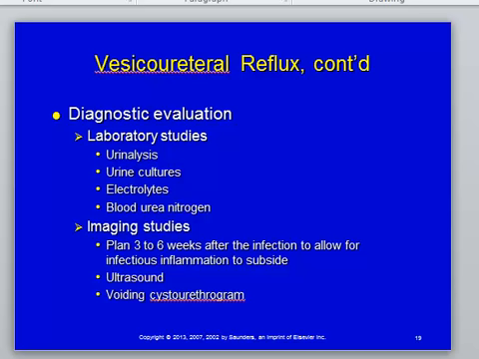Here's some diagnostic tests that they'll do. They'll do a urinalysis and a urine culture, electrolytes, BUN, creatinine, imaging studies. Usually plan about 3 to 6 weeks after the infection to allow for any infectious inflammation to subside. Then they'll do an ultrasound and a voiding cystourethrogram.